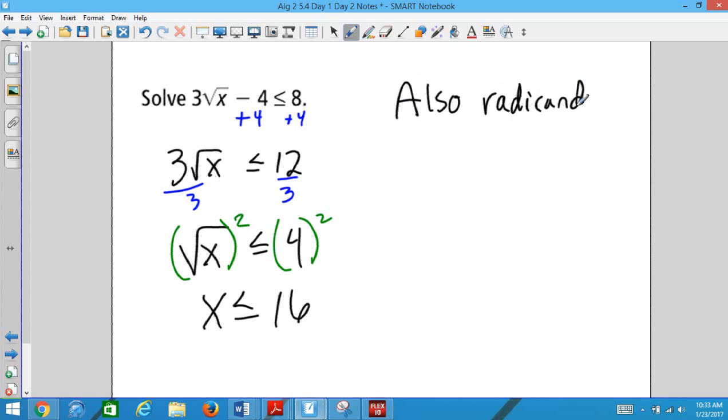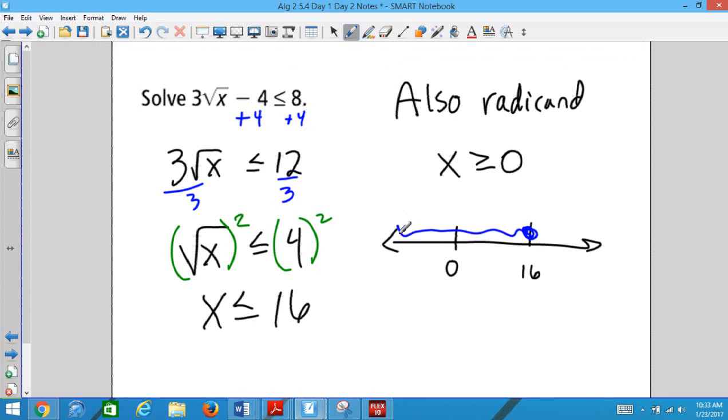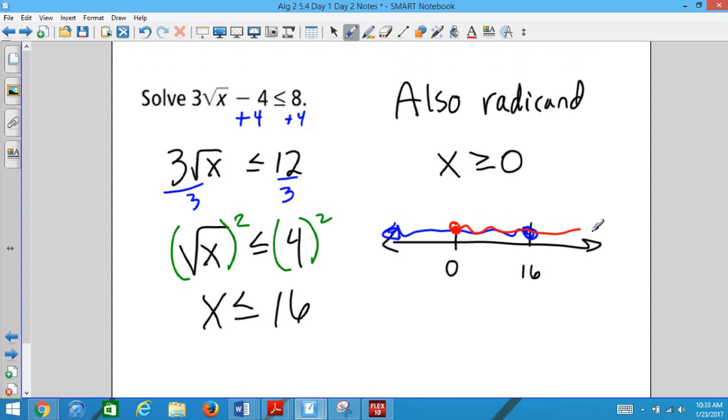But we also have to look at the radicand. What's underneath the radical in the original question? Just x. That itself has to be greater than or equal to 0. And I don't have anything to solve for that one. It's just x. So x also has to be greater than or equal to 0. So if you're looking at a number line, x has to be less than or equal to 16, and x has to be greater than or equal to 0. Where do they overlap? In between. So you do 0 less than or equal to x less than or equal to 16.